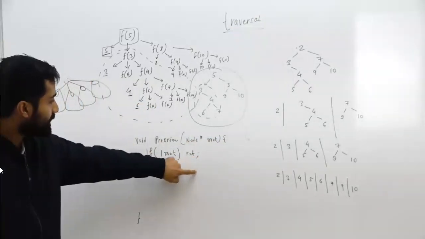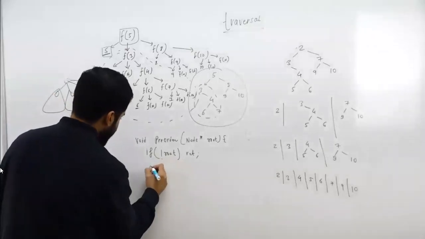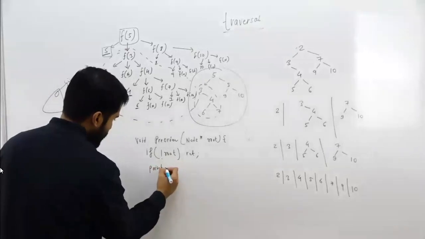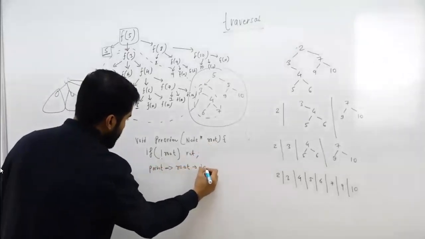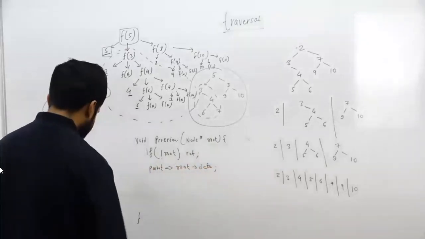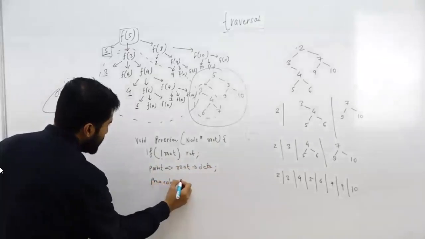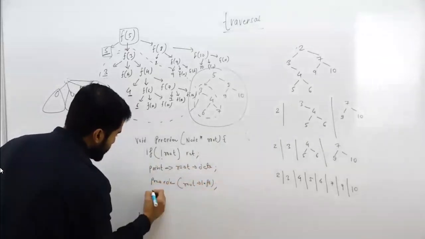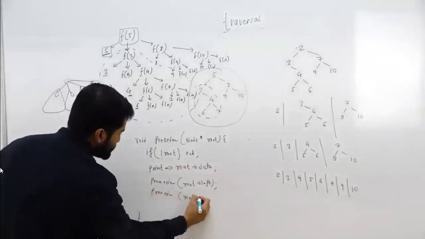Otherwise, what is the first thing that you do? The first thing that you do is you simply print. You can use your print command. Whatever is there in your language, I'm just writing a pseudocode. You can print your root data. And after that, you can make a recursive call to the root left. And then you can make a recursive call to the root right.